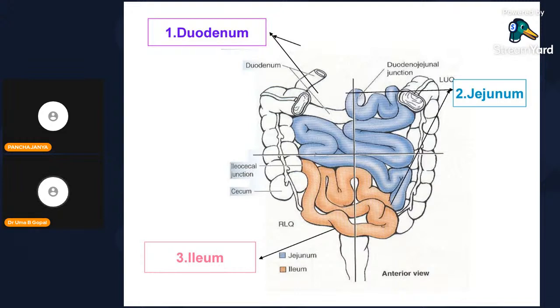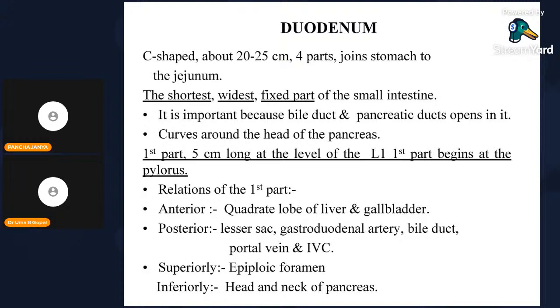Color indicates, you can see duodenum, jejunum, ileum. Blue color is the jejunum, red color is the ileum. Okay. Duodenum is the most fixed, in the convex part. Color has not been given here. The duodenum, DJ junction, duodeno-jejunal junction. On either side, it is covered by the transverse colon. Transverse colon here it is cut. Okay, descending colon and ascending colon. You can see these are parts of large intestine.